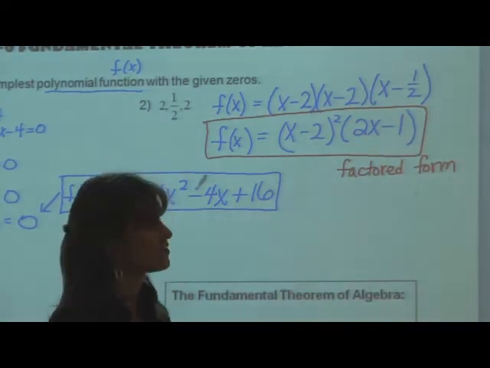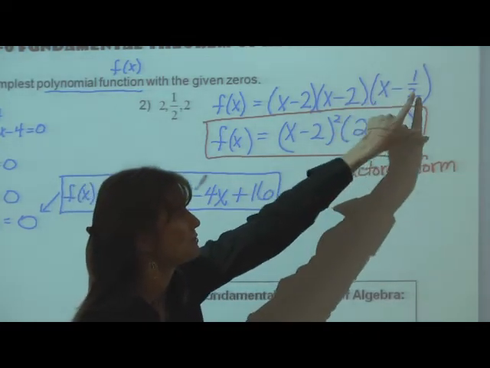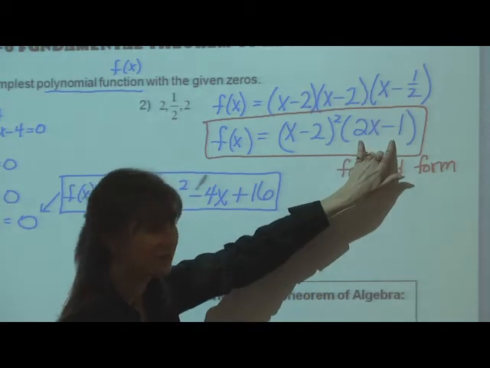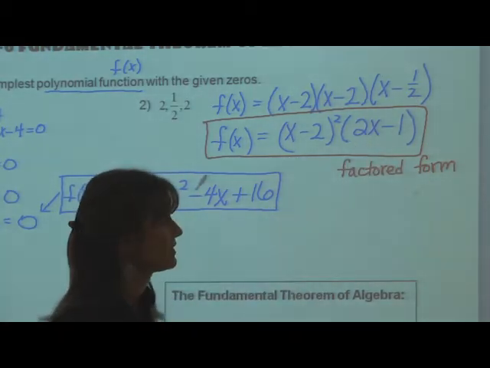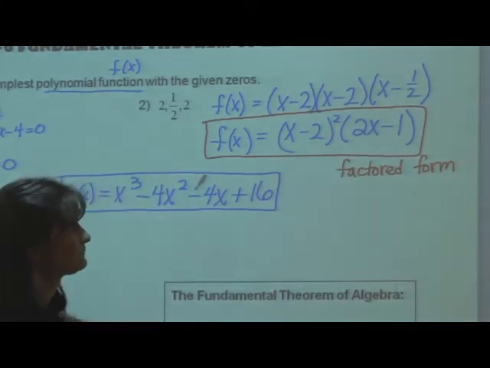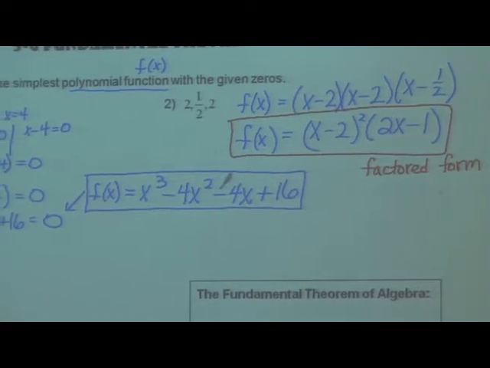Well, we don't like fractions as roots. So we'll multiply times 2 times 2. That way I clear the fraction and I've got something that's a little easier to work with. But again, this is called factored form. So I'm going to let you take a look at that for a minute and just remember the problems we've done just like that.